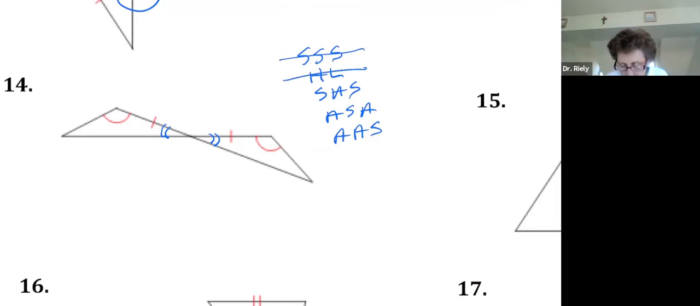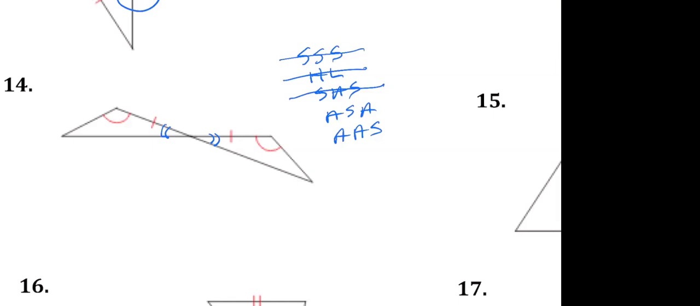Okay, for side angle side, you have to have 2 sides marked. I only have 1 side marked in each triangle. So that's out. Okay, so I'm left with angle, side, angle, and angle, angle, side. What do you think? Probably angle side. Okay, so let's try that.